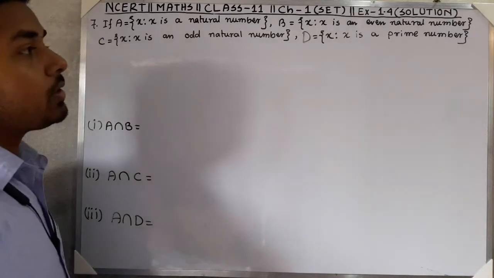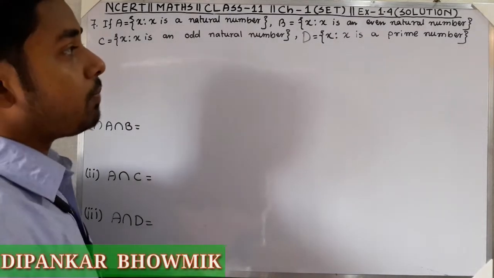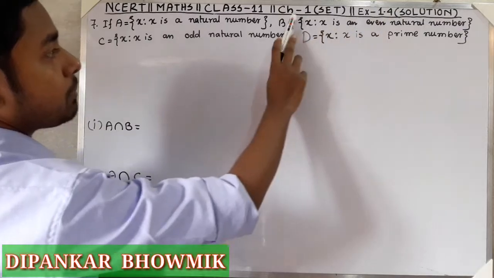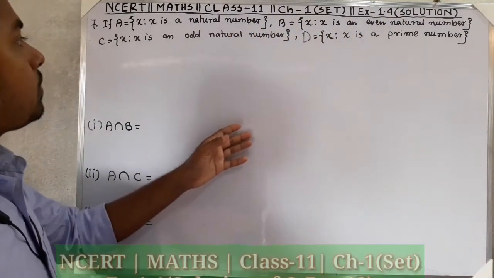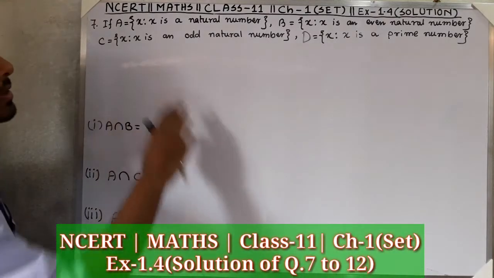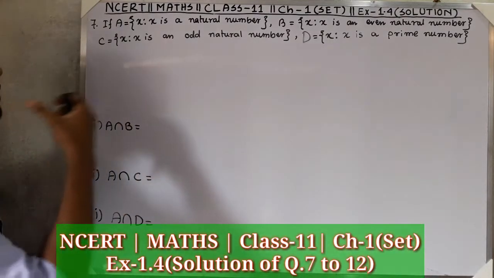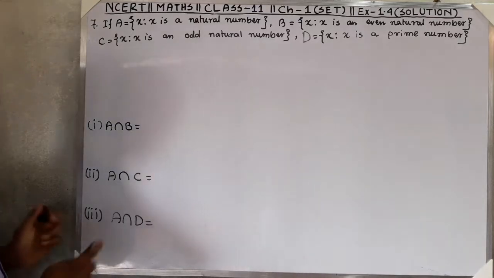Hello students, in this class we will talk about the second part of solution exercise 1.4, chapter 1, Sets, class 11 NCERT maths. In the first part we solved till question number 6. In this part we will start with question number 7. So what is question number 7?